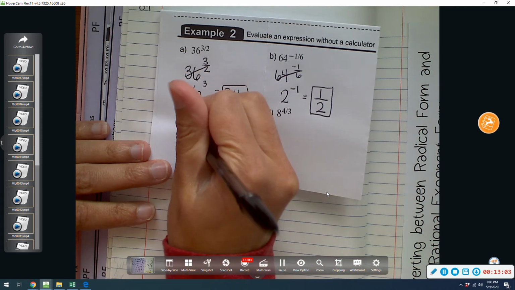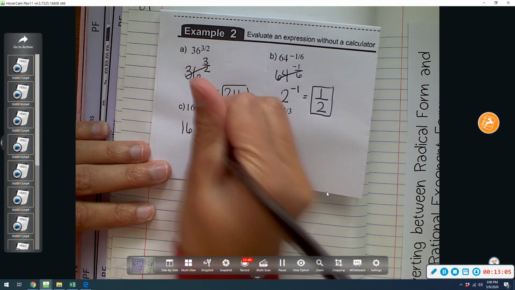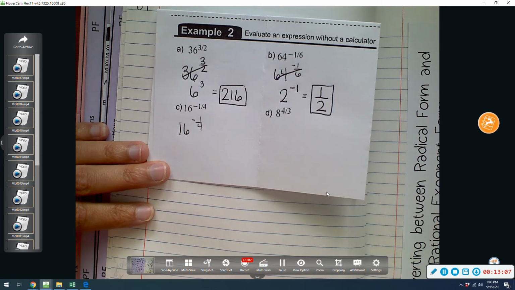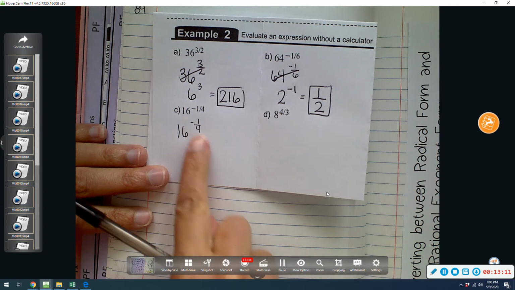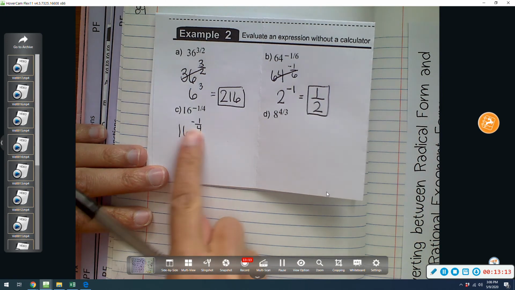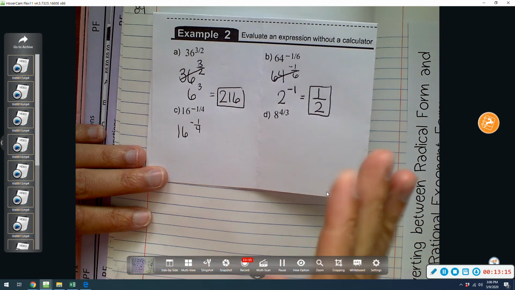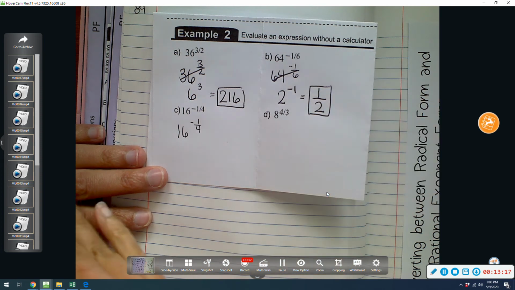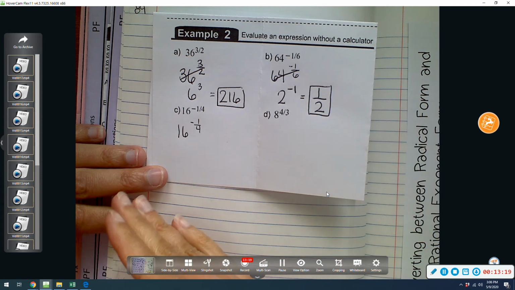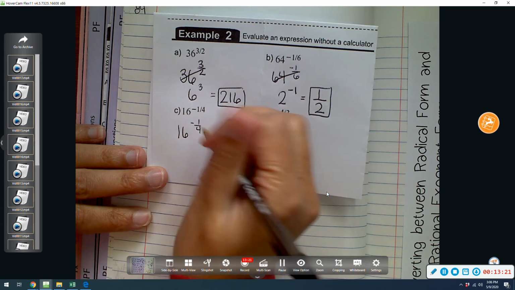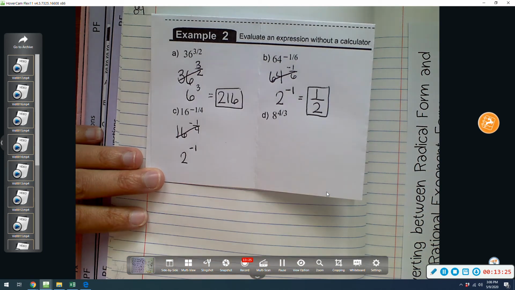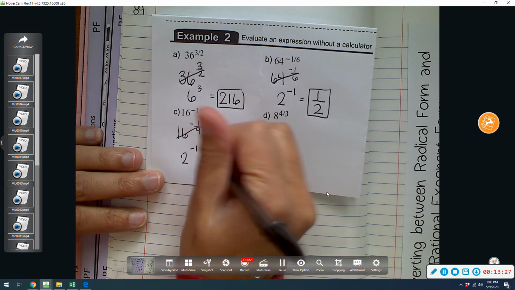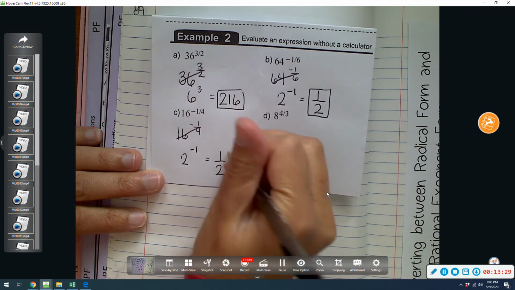Okay, so 16 to the negative 1/4 power. Again, that denominator is what I always like to take care of first: what root are you taking? You're taking the 4th root of 16. Taking a 4th root is like taking a square root twice. The square root of 16 is 4, and the square root of 4 is 2, so the 4th root of 16 is 2. But that negative 1 is still there. You haven't done anything about the negative yet, so this one also becomes 1/2.